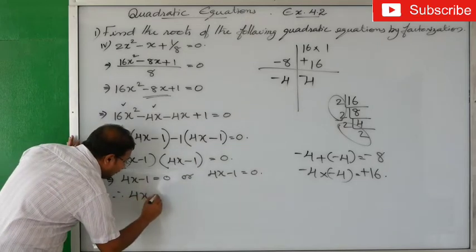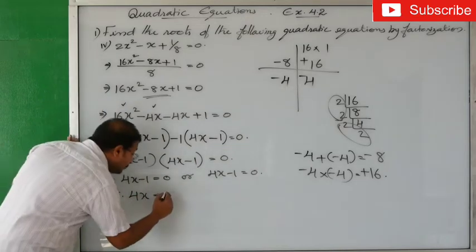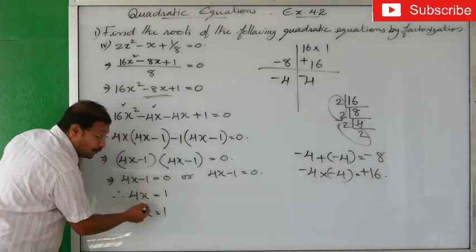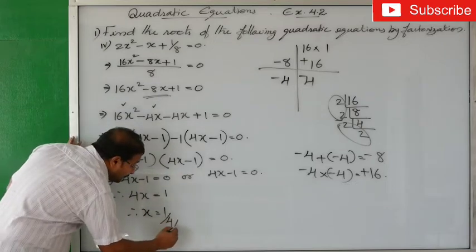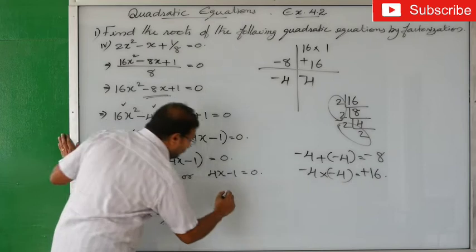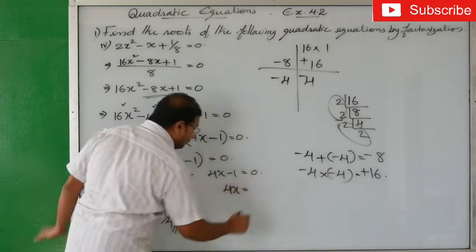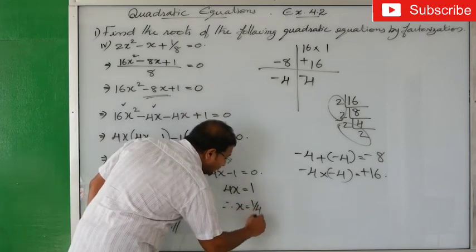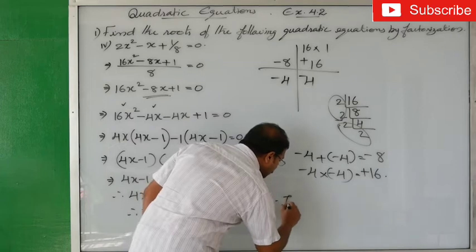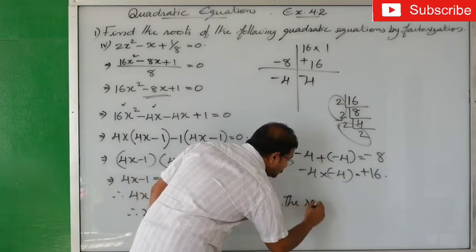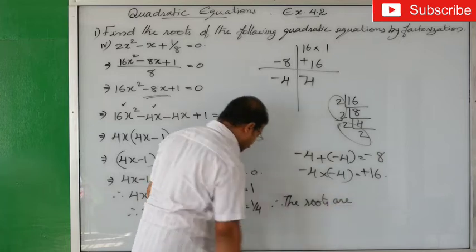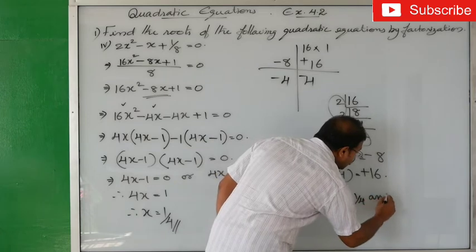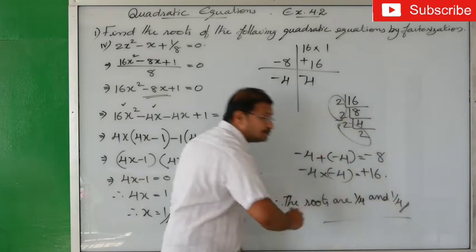Therefore, 4x equals, minus 1 goes to the next side, plus 1. Ready? Therefore, x equals 1. And this 4 is multiplying, goes to the next side, divided by 4. So, one of the roots we got, isn't it? Same way, 4x equals, minus 1 goes to the next side, plus 1. Therefore, x equals 1 by 4. Therefore, the roots are, what will we do? 1 by 4 and 1 by 4.